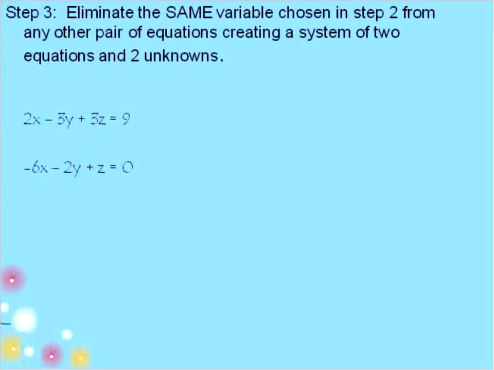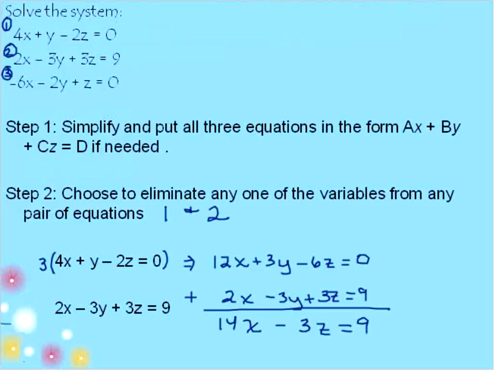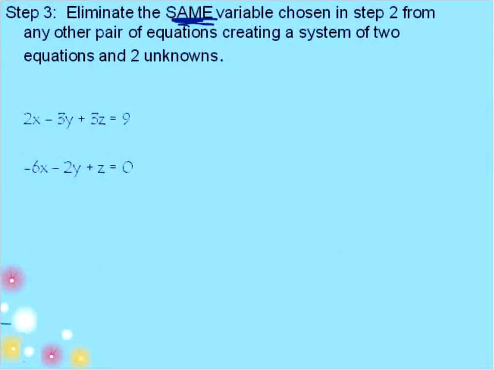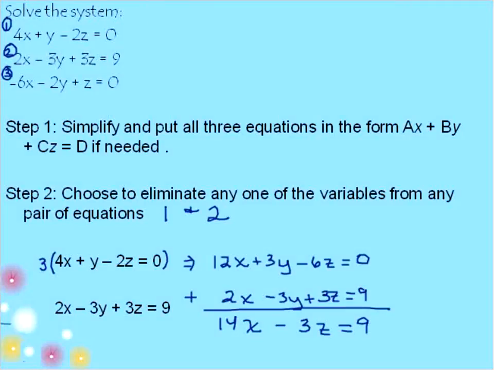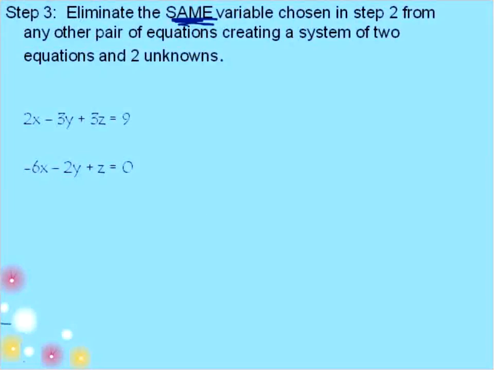Once we do that, we are going to eliminate the same variable that we chose in step 2 from any other pair of equations. And what that's going to do is create a system of two equations for us to solve. So going back here now, I have to pick another pair. I can pick 1 and 3, I can pick 2 and 3, but I want to eliminate the same variable that I did in step 2. So what I'm going to choose here is equation 2 and 3. So we're going to eliminate the y variable from equations 2 and 3.